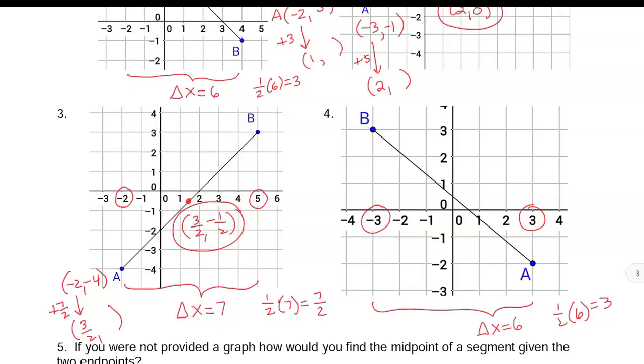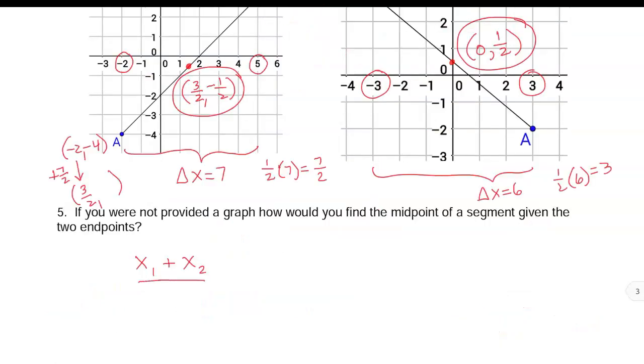Now this is point B on the left, so I'm going to look at point B's coordinates, negative 3, 3. It doesn't matter that I'm starting at B because I'm going halfway down the segment. So the direction I go in doesn't matter because I'm going halfway every time. If I add 3 to negative 3, I get 0. So the midpoint is at 0, 1/2.